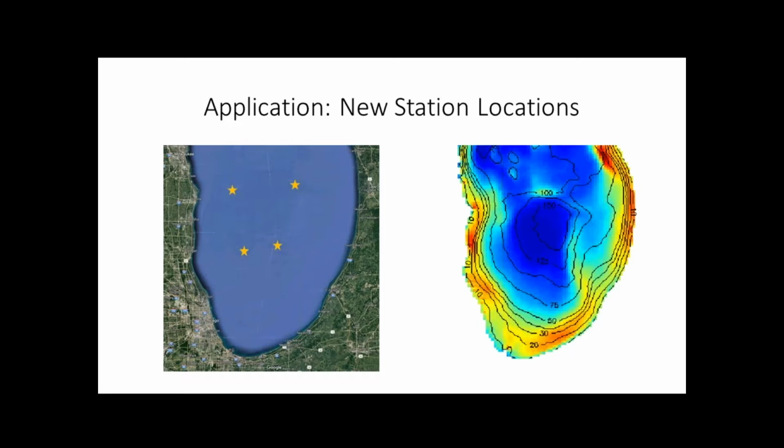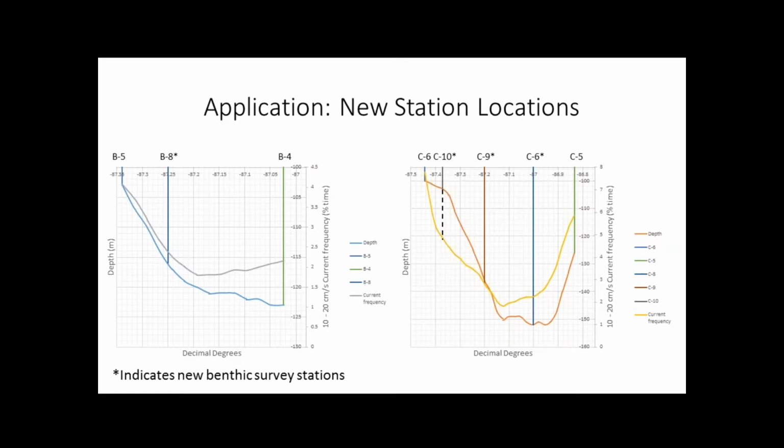Some neat applications of this new hydrodynamic model output is to determine the best place to establish new stations in the southern basin. So Ashley came to me and she was interested in putting a couple new stations here on the C transect and then one new station on this B transect here. So using the model output data, I looked at the characteristics of depth and current frequency between these two stations.